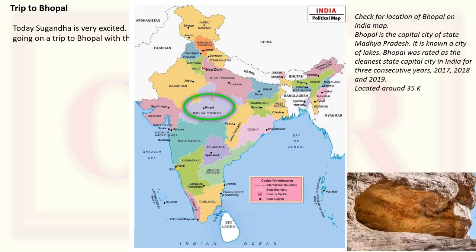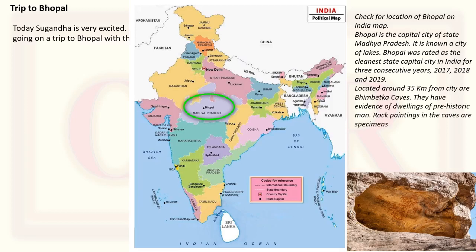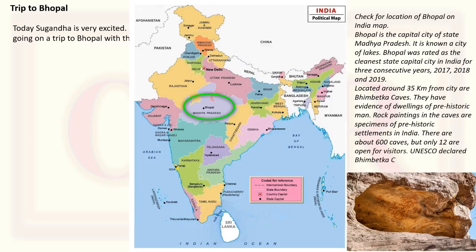Now, located around 35 kilometers from the city are the Bhimbetka caves. They have evidence of dwellings of prehistoric man. Rock paintings in the caves are specimens of prehistoric settlements in India. There are about 600 caves but only 12 are open for visitors. UNESCO declared the Bhimbetka caves a World Heritage Site in 2003. So this was a little bit about Bhopal.